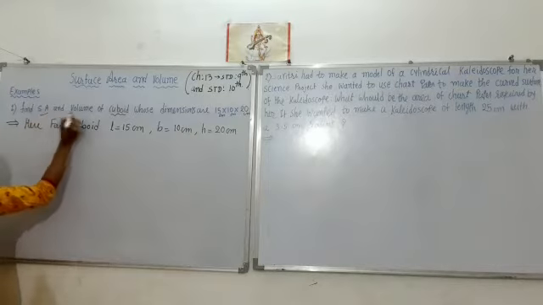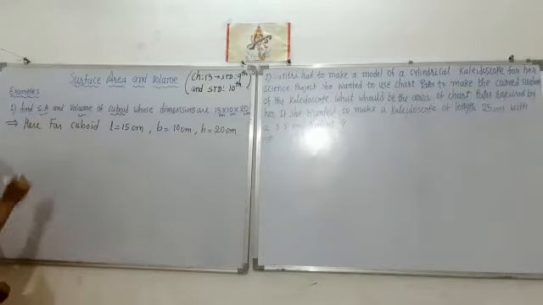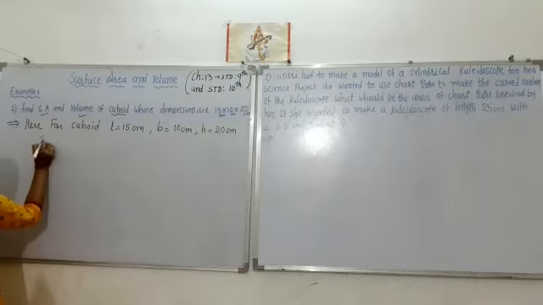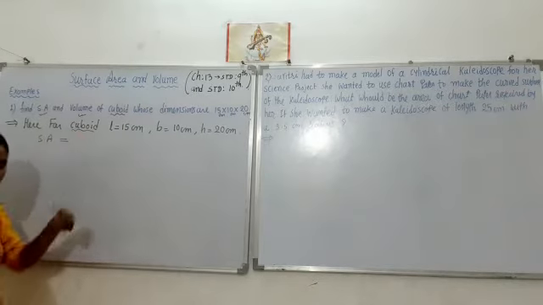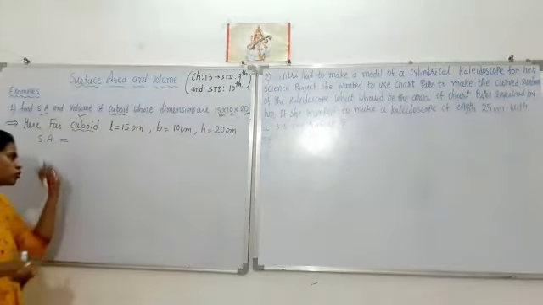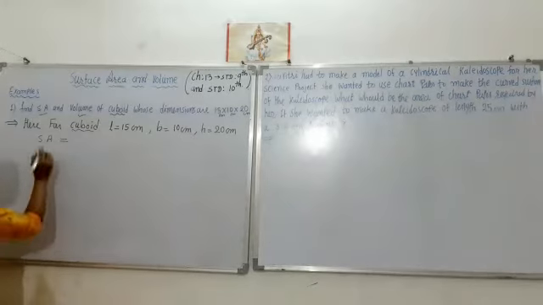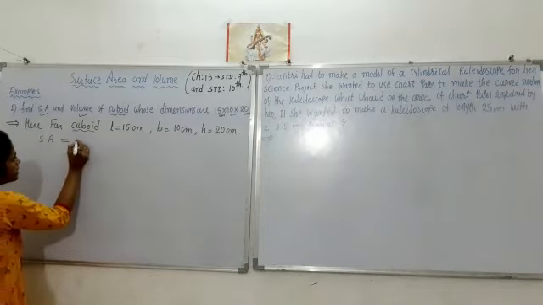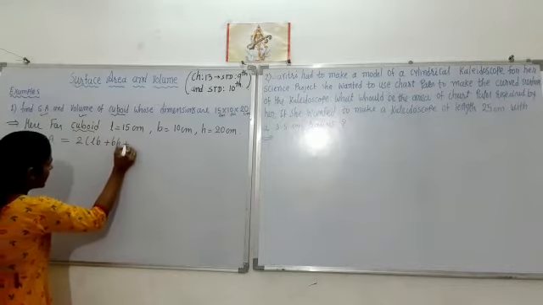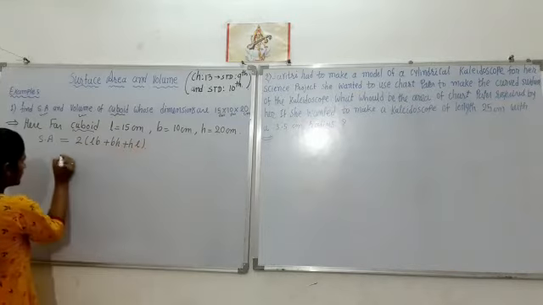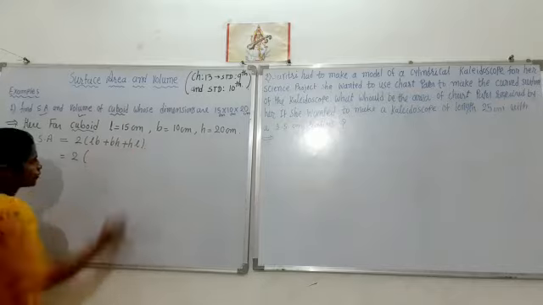After writing the given things, you should decide what you want to find. You want to find surface area and volume. So you should write its formula. First of all you mention what the figure is, so don't write it again and again. You just mention surface area. So surface area for cuboid is equal to 2 times length into breadth plus breadth into height plus height into length. So 2 times, put the corresponding values.